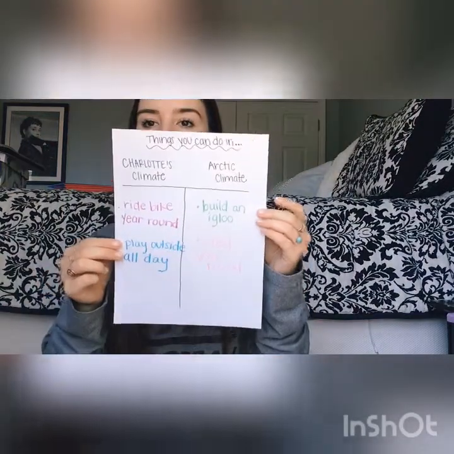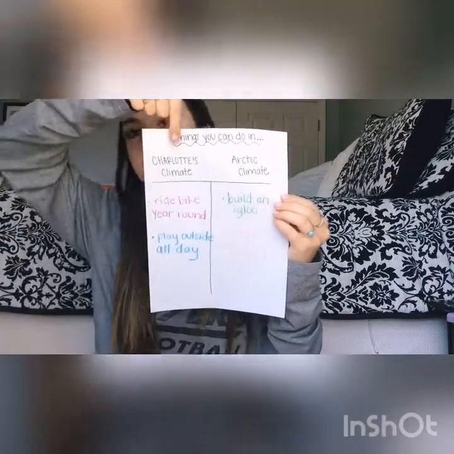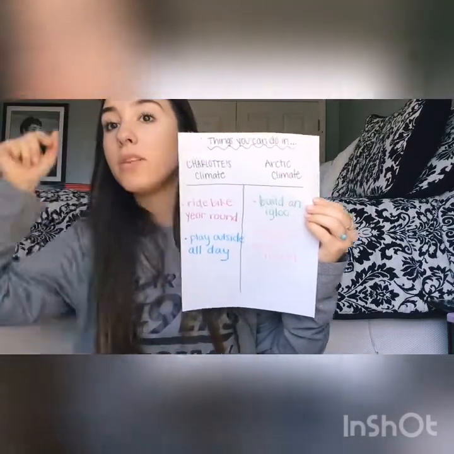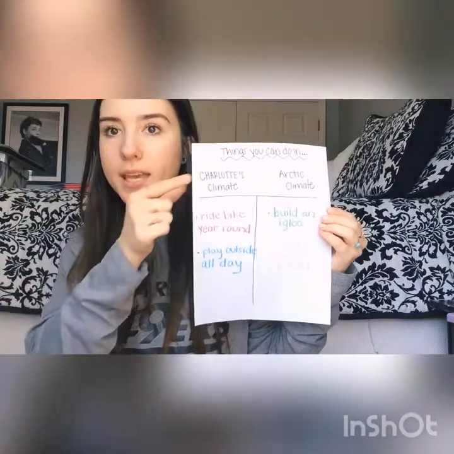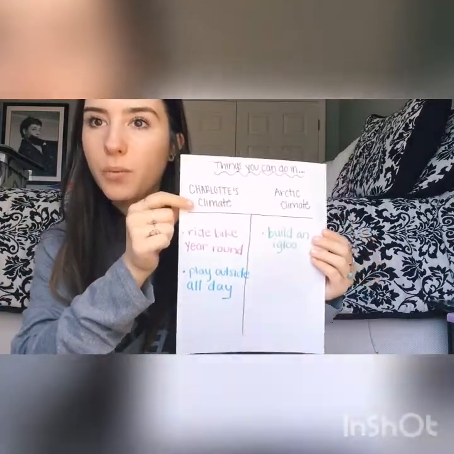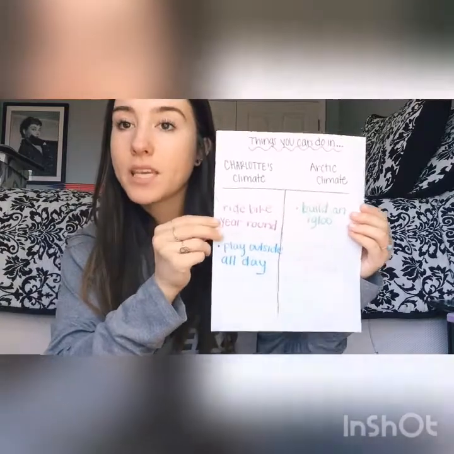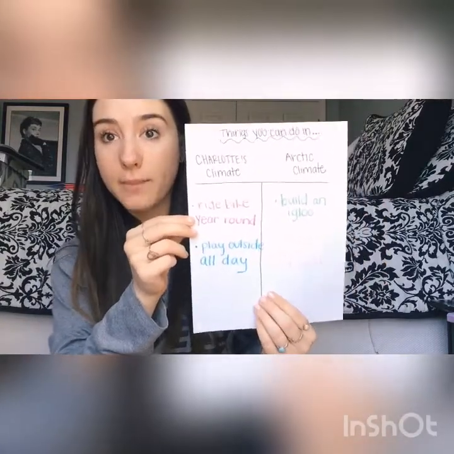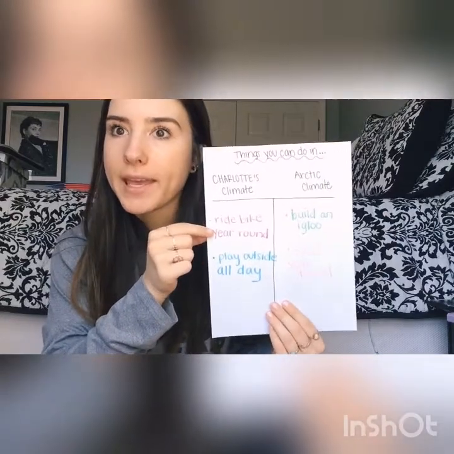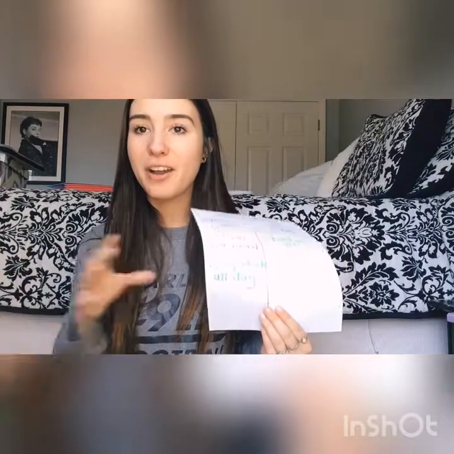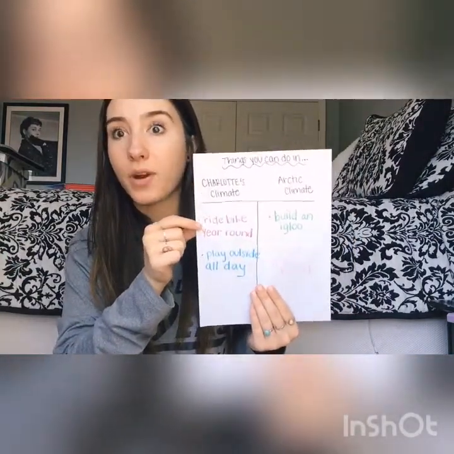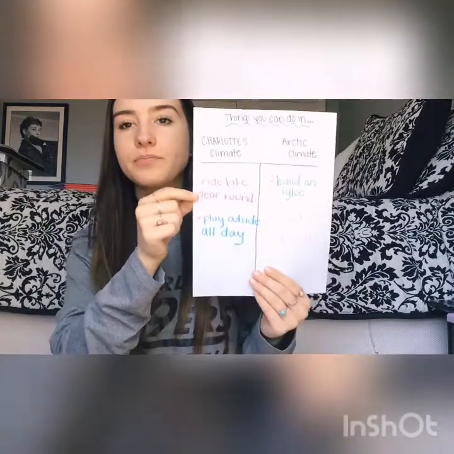I've got my T-chart, and it says things you can do in, and the first one everyone's doing is Charlotte's climate, so where we live. And things that you can do in Charlotte's climate that maybe you can't do in all climates is ride a bike year-round. So Charlotte pretty much has good weather all year round to where you can go outside and ride a bike if you wanted to.